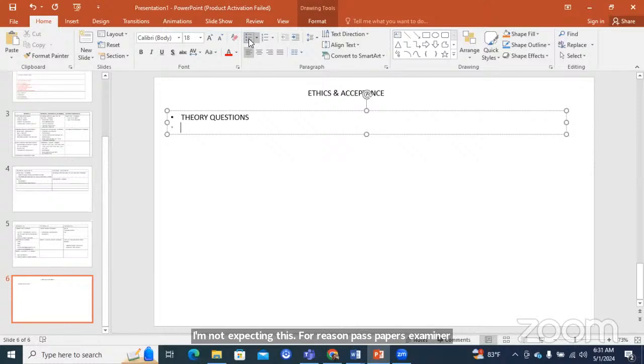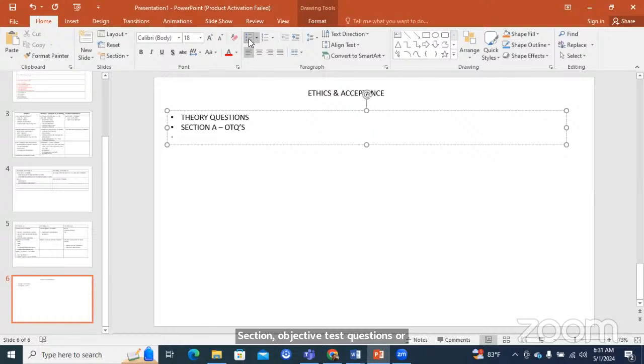The second is section A, objective test questions, OTQs. Please practice more. There is a high chance you will get OTQs on this. That's why I didn't put ethical issues under section B. Realities test, section A only. And the third is ethical threats and safeguards.